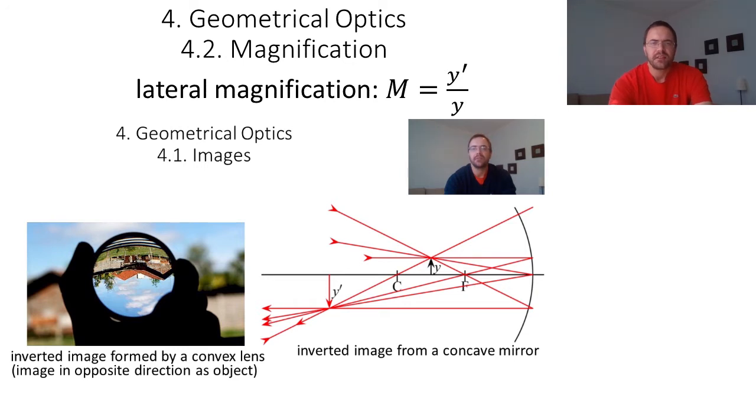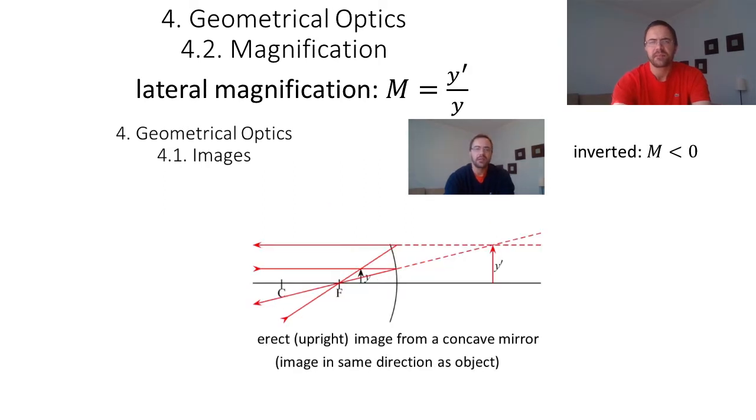In fact, we define a quantity called the lateral magnification as the ratio of the lateral size of the image, y prime, divided by the lateral size of the object, y. And we have already seen an example of an inverted image by a convex lens or a concave mirror. In this case, y prime and y are in opposite directions, so m is negative.